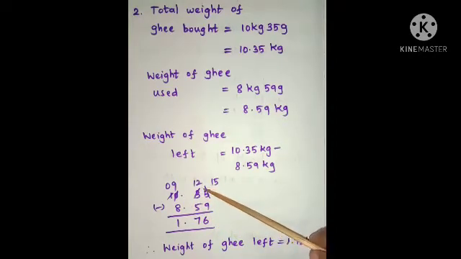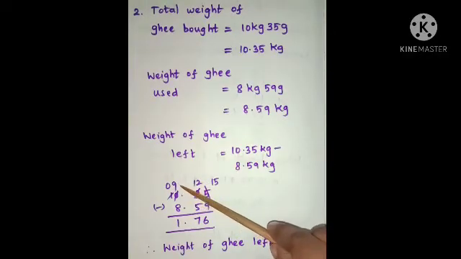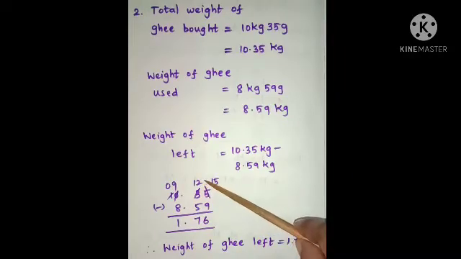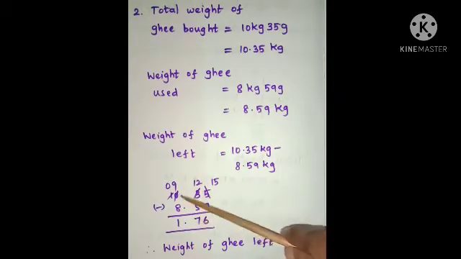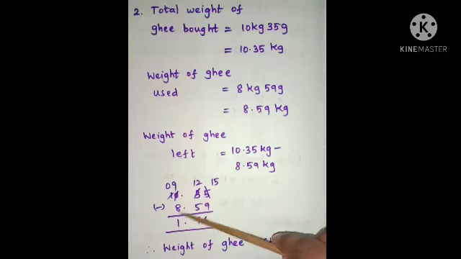Children, we know how to subtract decimal numbers. Here, we can't subtract 9 from 5. So, borrow 1 from 3 and it becomes 15. 15 minus 9 is 6. And here, borrow 1 from 10. Here we get 12. 12 minus 5 is 7. Now 9 minus 8 is 1. So 1.76 kg is the weight of ghee left.